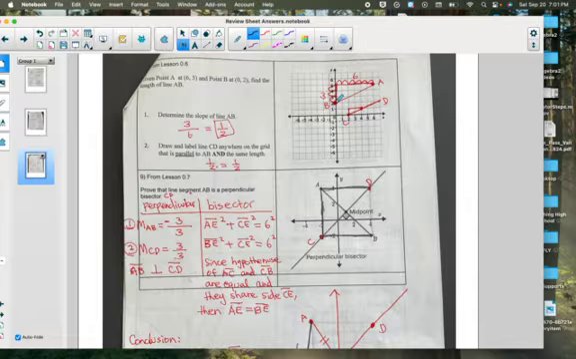How do we find the slope? We go up 1, 2, 3 to find the rise, and then we go over 6 boxes to find the run. So we write rise over run, 3 over 6. And if we simplify this in the calculator, we can get 1 over 2.